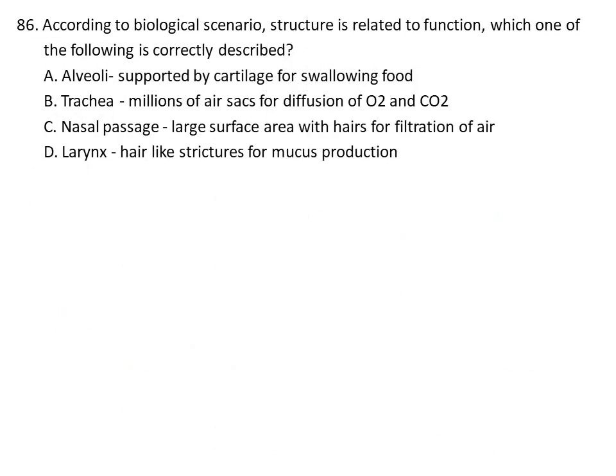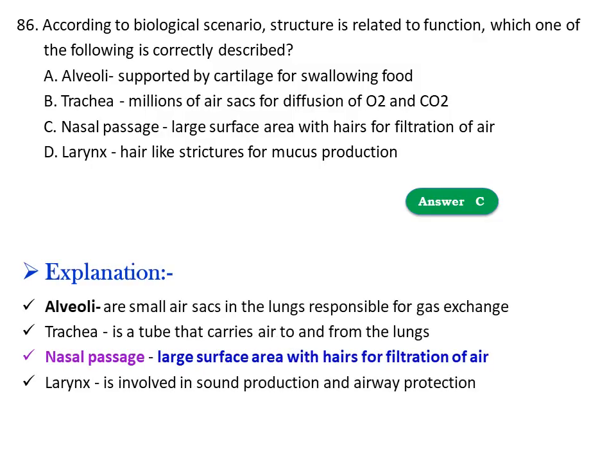Question number 86. According to biological principles, structure is related to function. Which one of the following is correctly described? So the answer should be C. The nasal passage has a large surface area with hair for filtration of the air. The other options: alveoli are small air sacs in the lung responsible for gas exchange. The trachea is a tube that carries air to and from the lung. The nasal passage's large surface area is correctly written as a choice. The larynx is involved in sound production and airway protection.